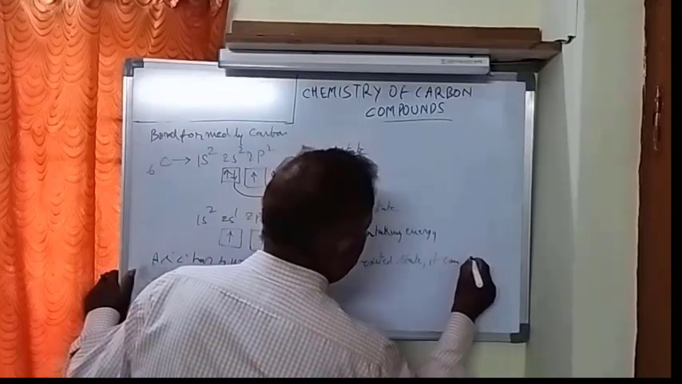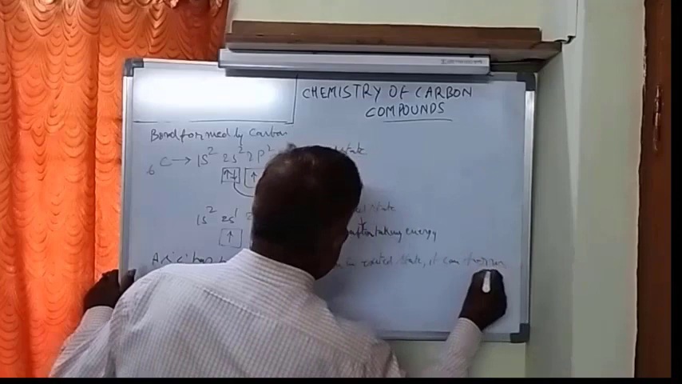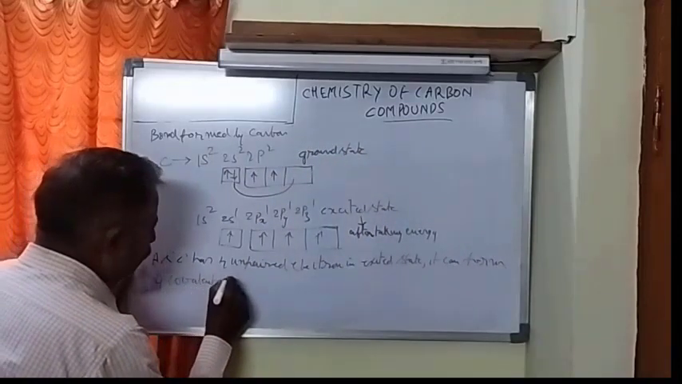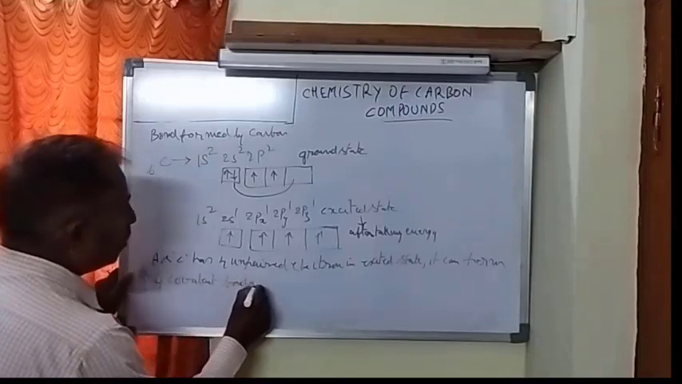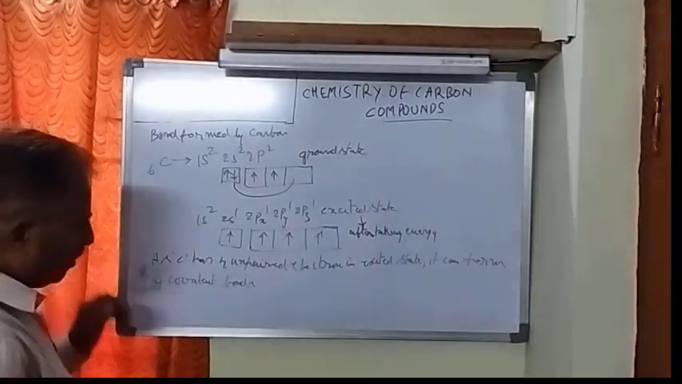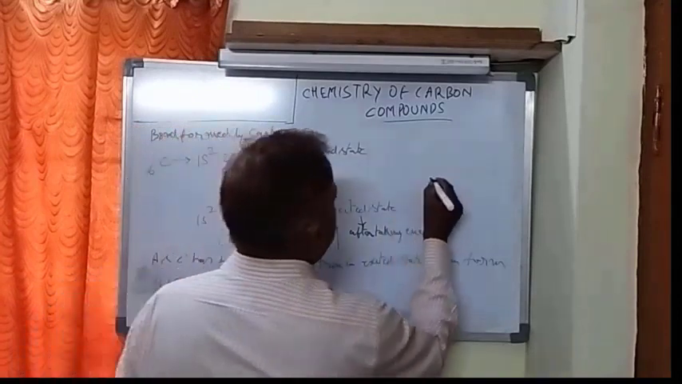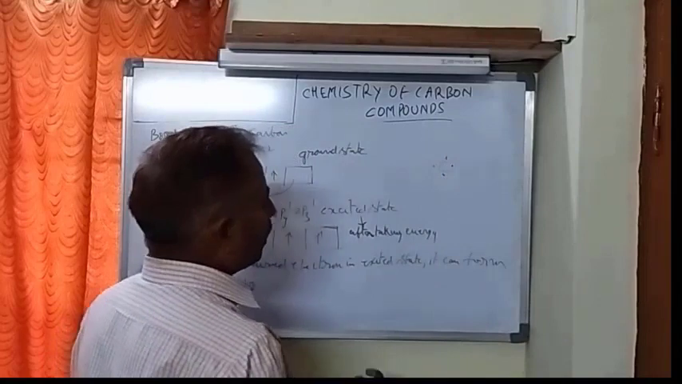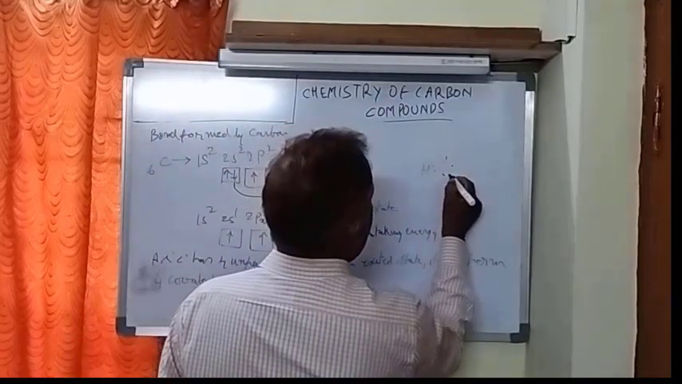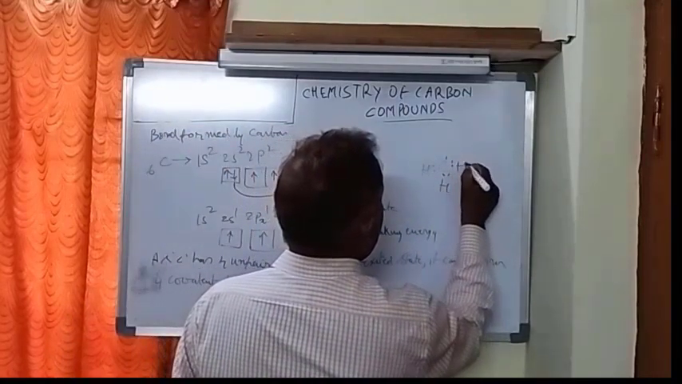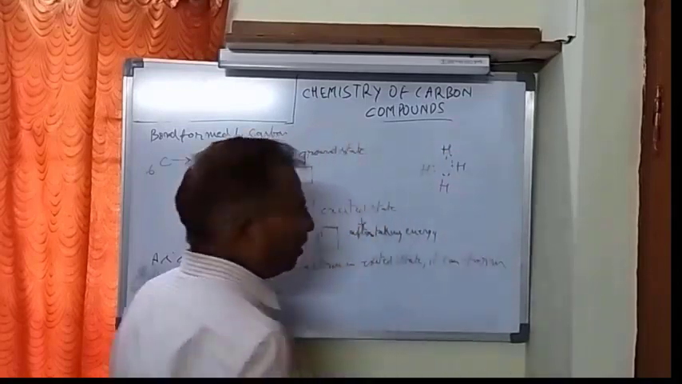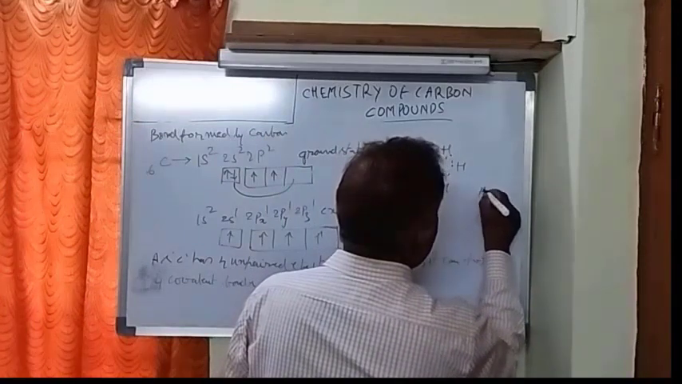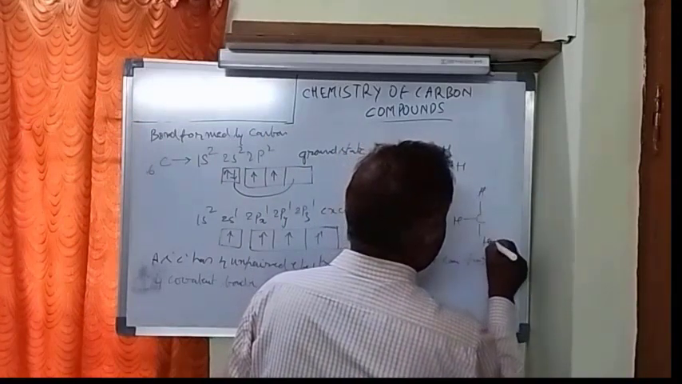It can form 4 covalent bonds. So how are these 4 covalent bonds formed with hydrogens? See, this is carbon 1, 2, 3, 4, and 4 hydrogen atoms. 1 here hydrogen, 1 here hydrogen, 1 here hydrogen, 1 here hydrogen. So this molecule can be represented as CH4.